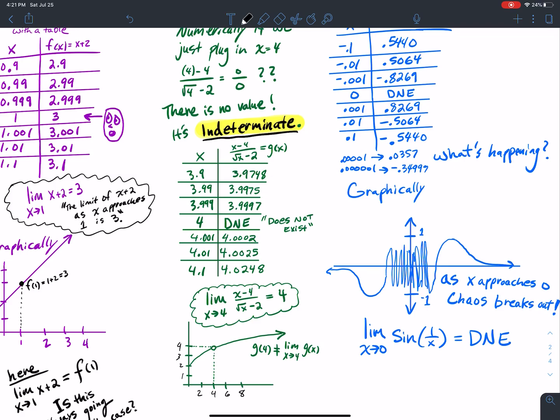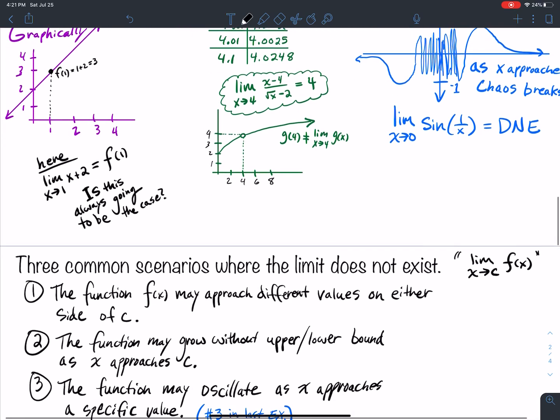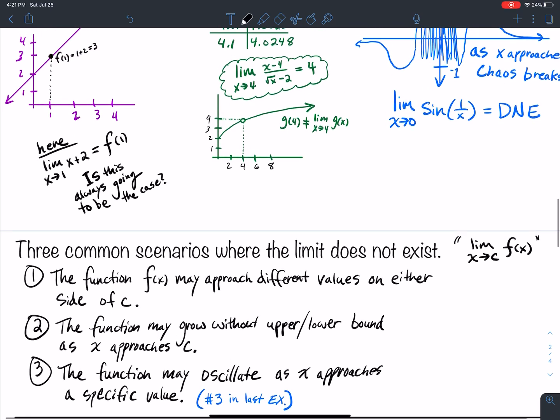The idea is there are three common scenarios where the limit does not exist, okay? So if I take some limit as x approaches c of some f of x, there are three ways that the limit may not exist. These are common scenarios, not necessarily every way, but the most common that you're going to run into. So number one, the function f of x may approach different values on either side, okay?